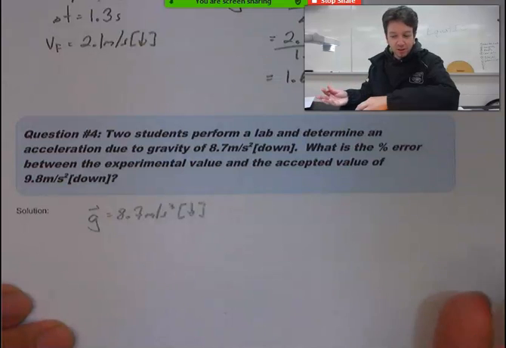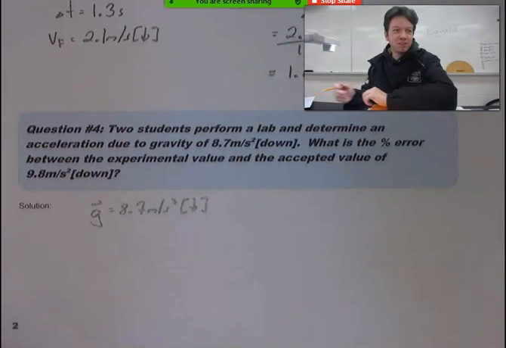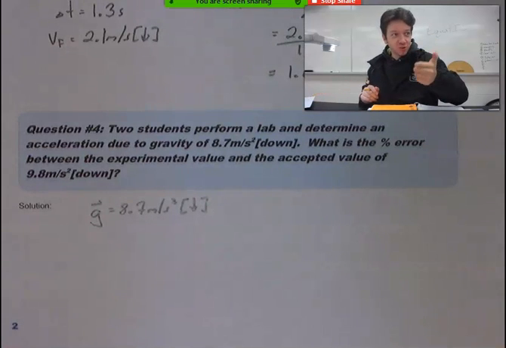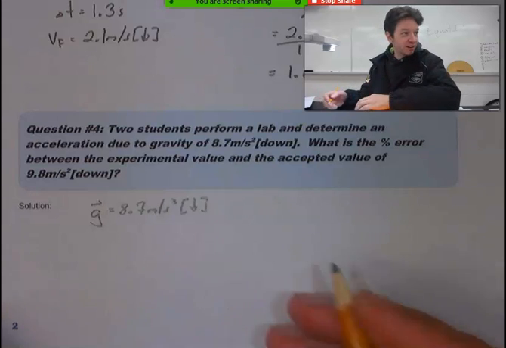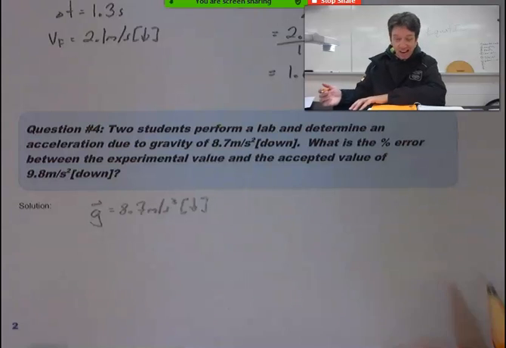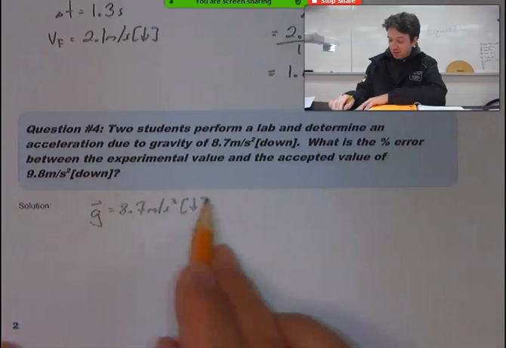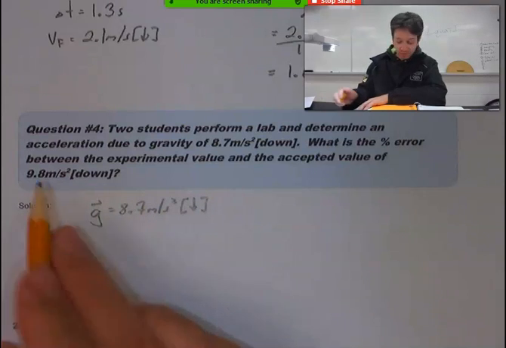Anytime you perform an experiment, you do measurements, there's going to be error involved, especially when you do a lab where you're relying on human reaction time. There's definitely going to be lots of error. So that's actually a pretty good value. The question says, how good a value is it? What's the percent error? How far in a percentage is this value from the actual value?